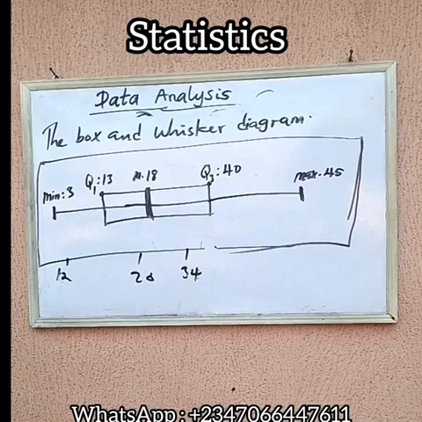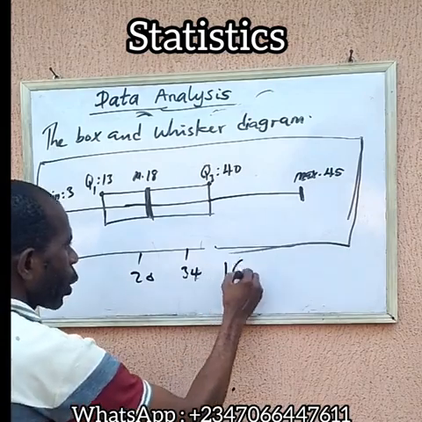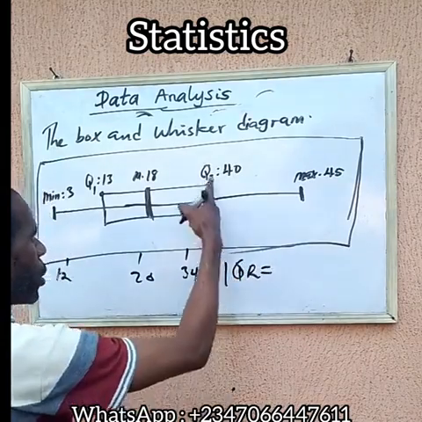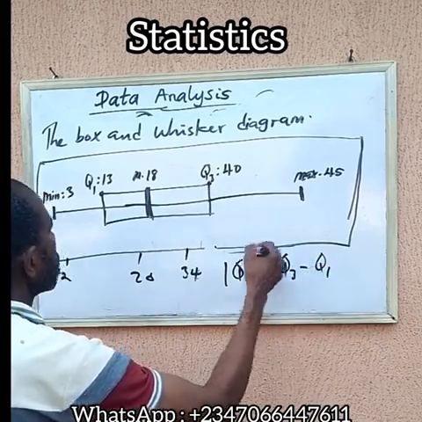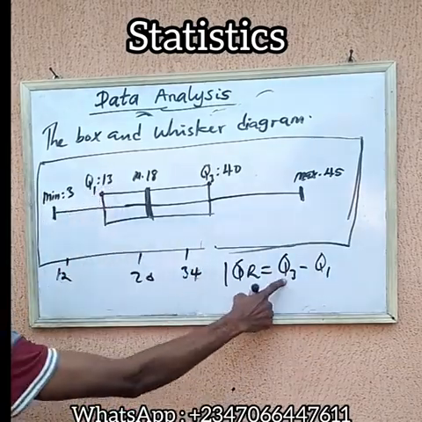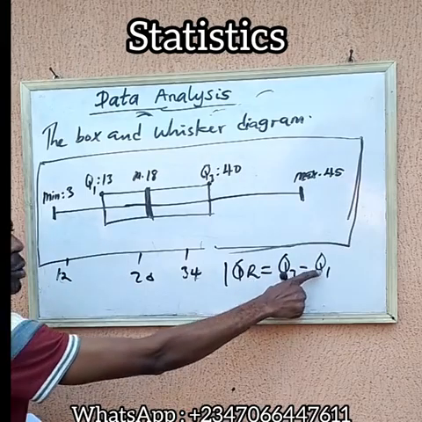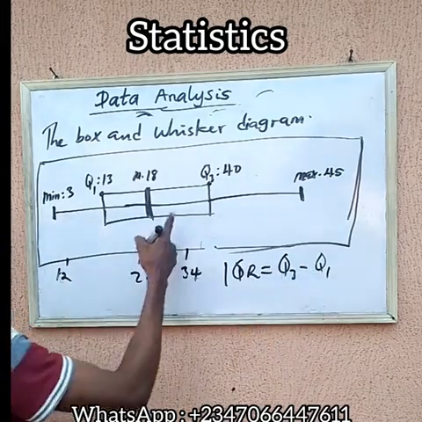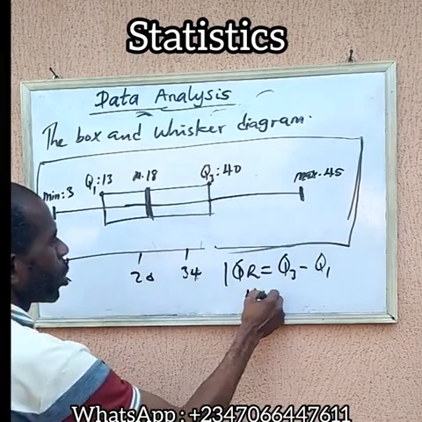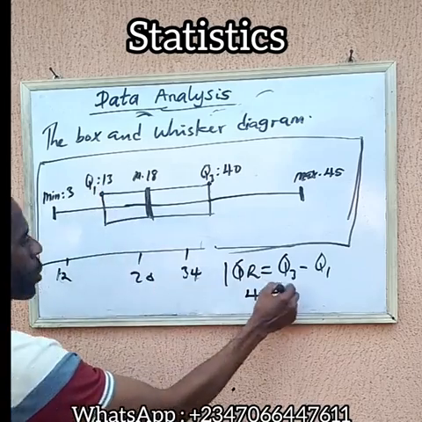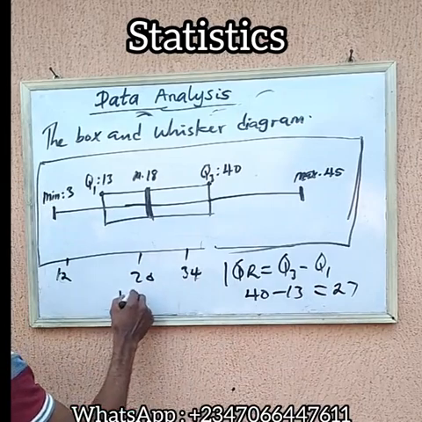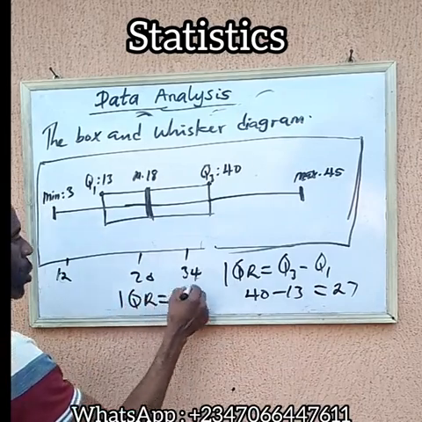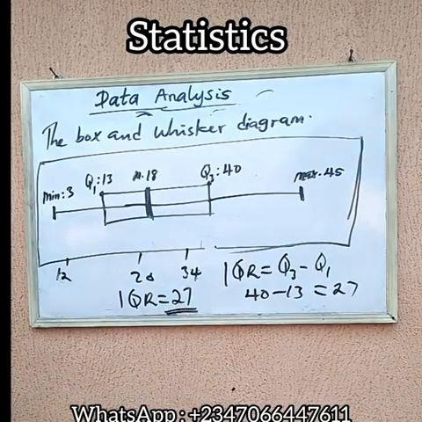The last question says determine the interquartile range. Interquartile range, IQR. IQR is equal to Q3 minus Q1, which is the third quarter minus the first quarter. What is our third quarter? Third quarter is 40, minus the first quarter, which is 13. So which is equal to what? 27. Then your IQR is equal to 27. So this is the solution to this question.